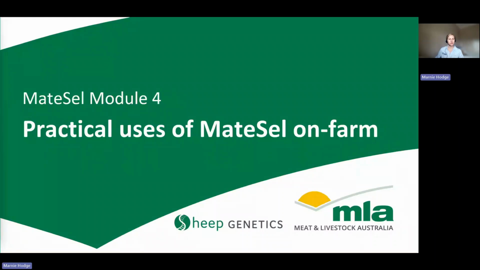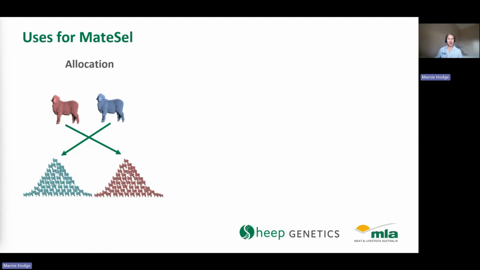Module 4 looks at the practical uses of MateSel on farm. So how we can use MateSel not just for joining decisions, but some potential other overlays of MateSel on farm as well. So to understand this, we need to think about how to best use MateSel and how to optimize the use of MateSel. So we don't want to use MateSel just for allocation.